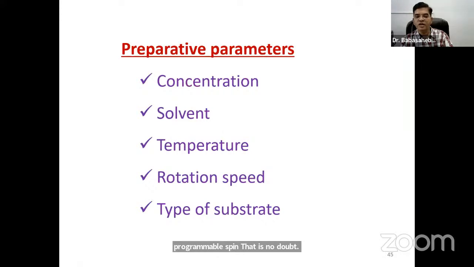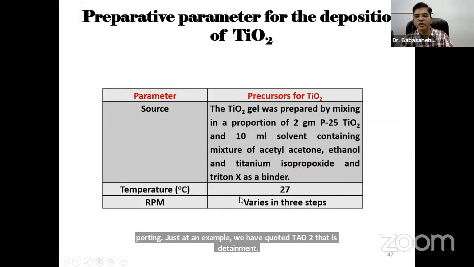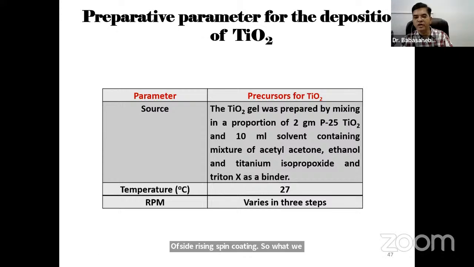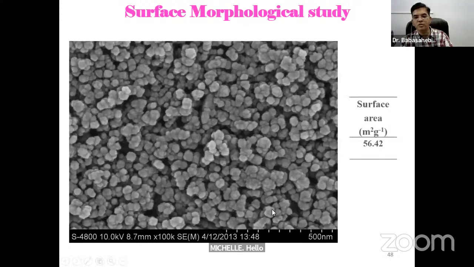Concentration, solvent, temperature, rotation speed, and type of the substrate. These are the important parameters in spin coating. Just as an example, we have coated TiO2, that is titanium dioxide, using the spin coating technique. We used P25 titanium dioxide nanoparticles and certain solvents like acetylacetone or ethanol, as well as titanium isopropoxide. And this is the image showing how uniformly titanium dioxide can be coated on the substrate surface, at the 5 nanometer scale bar. And also we have calculated the surface area.